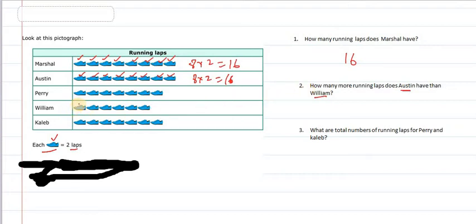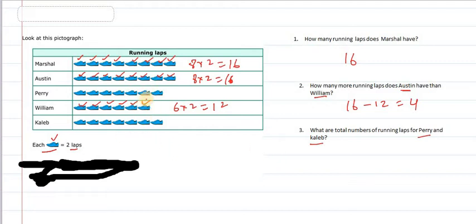So for William I will count 1, 2, 3, 4, 5, 6. So 6 times 2 is 12 laps for William. So it means Austin is taking more laps than William. So the difference between them, we have to tell how many more Austin has than William. So that is going to be 16 minus 12. Answer will be 4.